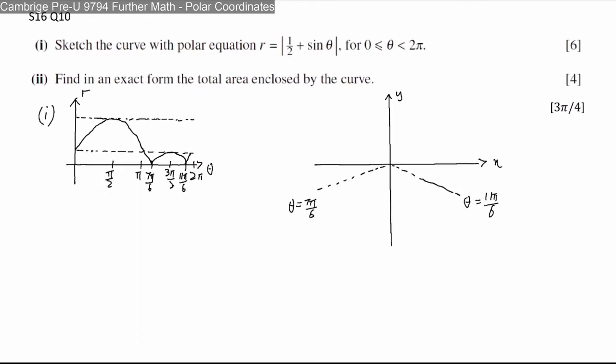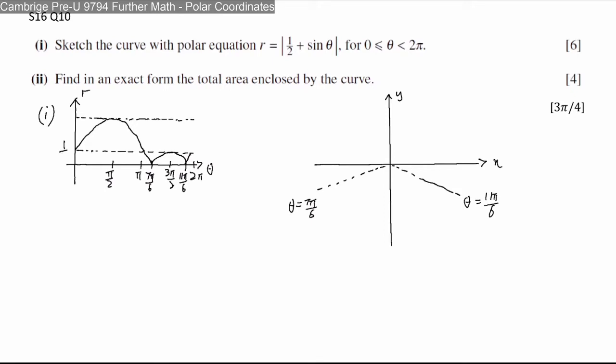The second one is to sketch the curve with polar equation r equals the modulus of half plus sine theta, where theta here is from 0 to 2 pi. Okay, so for the first part of the sketching, if there is a trigo involved in this polar equation, we usually first sketch out the trigo curve because we want to see how our r changes when our theta changes. So this is the first part of the graph, where we have the r theta graph as if we sketch the usual trigo graph first.